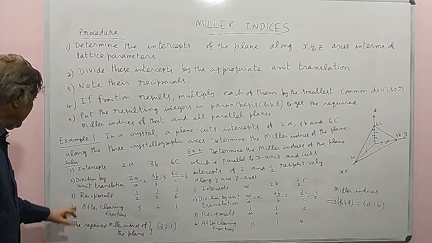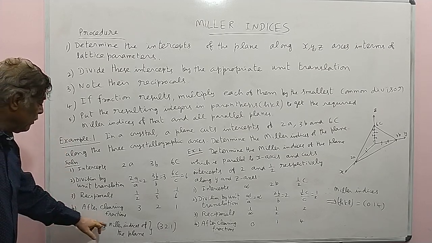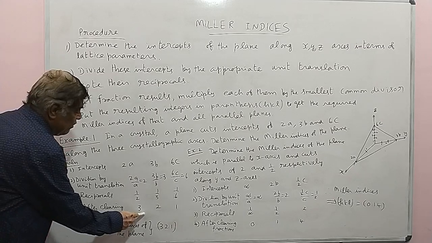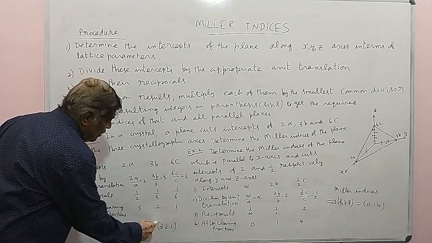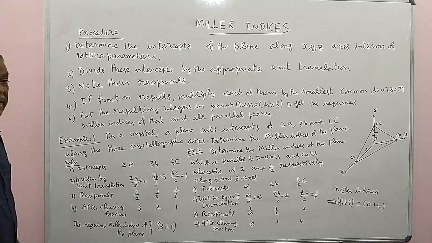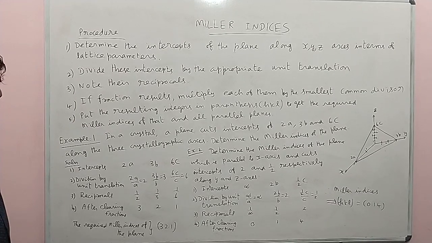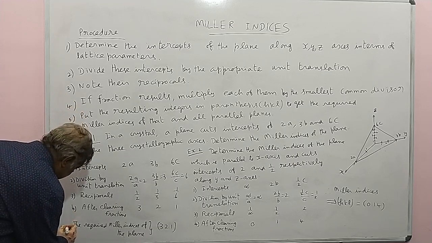Finally, the fifth step: the required Miller index is written as (321) within the brackets. This is the required Miller index of the plane. So you have to follow the five steps as given.